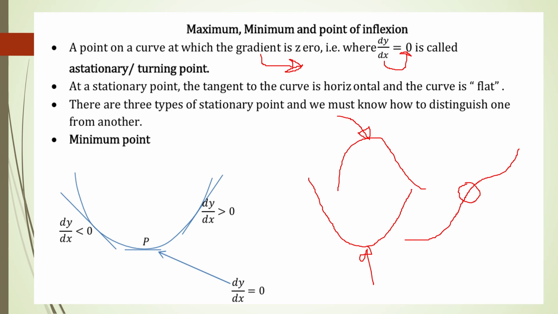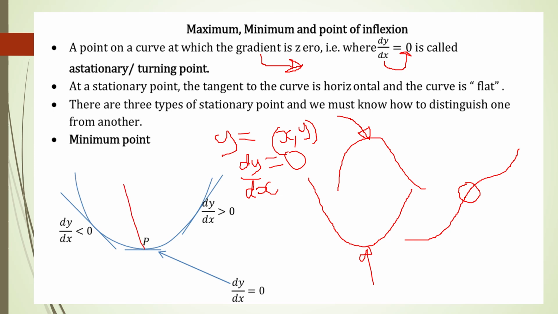So we are going to get the stationary point, first of all, by differentiating our function of y. After getting dy/dx, we equate our derivative to 0. And then the values of x that you get and also the values of y are going to be the turning points. And those turning points are either going to be maximum or minimum. Now a turning point is the same as a stationary point.